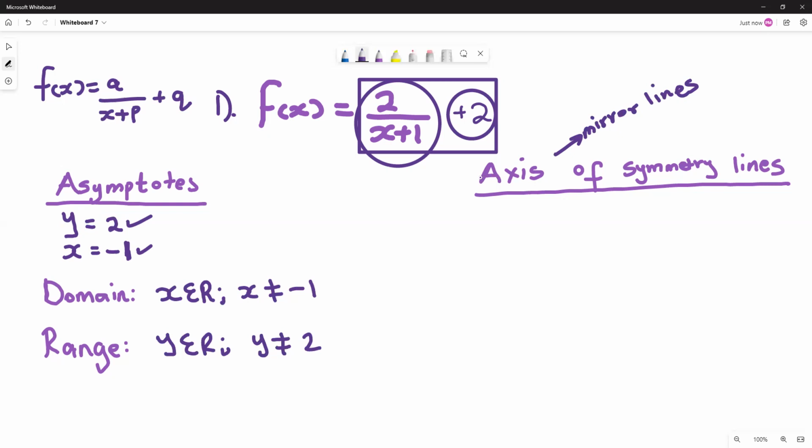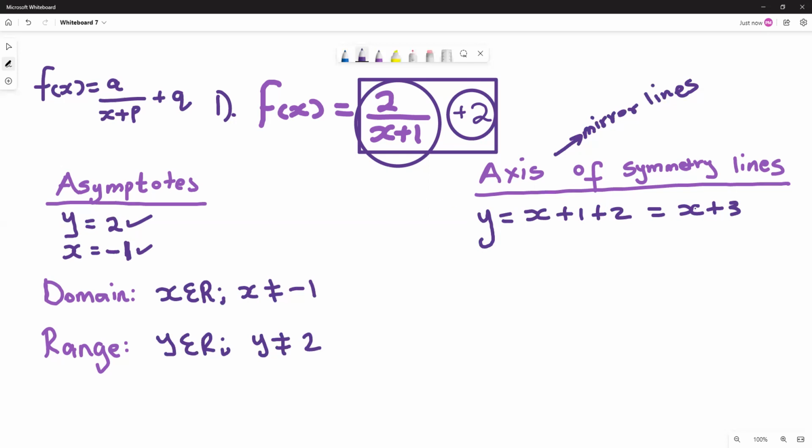Now I need you to know how to get them. There are two of them as well. Okay, let's start with the first one. The first one is this. Listen carefully. You take the bottom the exact same way it is, you add to the Q. So you take the bottom, you add to the Q, which is x plus 1 plus 2, which is x plus 3. That is your first axis of symmetry line.